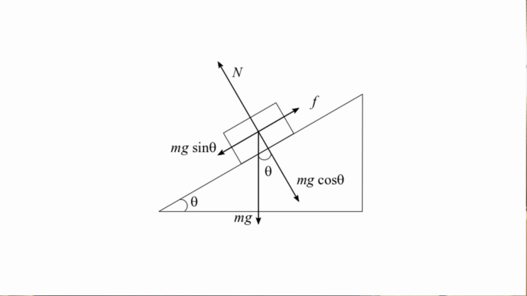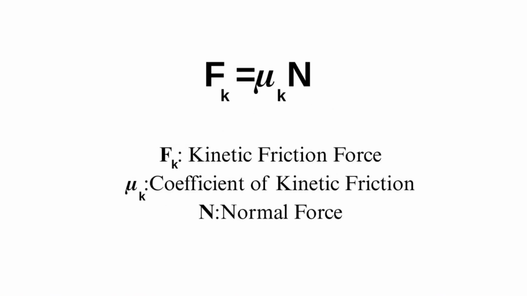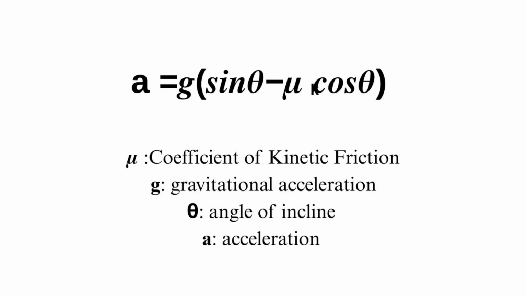The gravitational force splits into two components, mg sin theta, which pulls the block down, and mg cos theta, which acts perpendicular to the surface. The kinetic friction force acts upward along the incline and opposes the motion. Using Newton's second law, the net force becomes this. By rearranging the earlier expression, I calculated the friction coefficient using this equation.